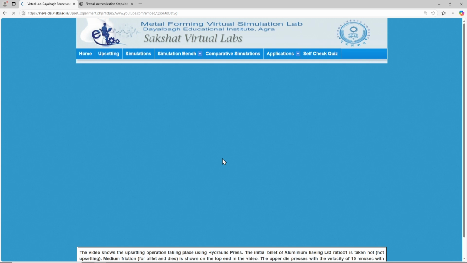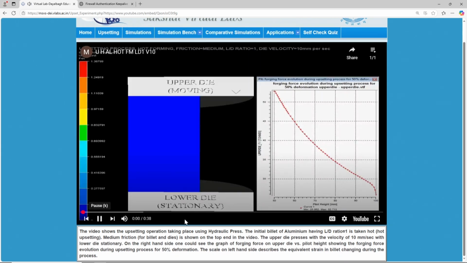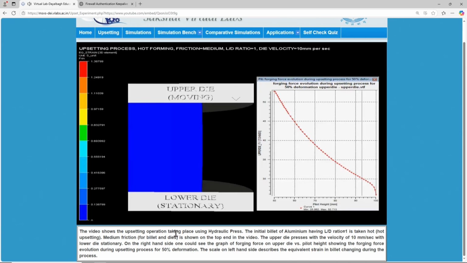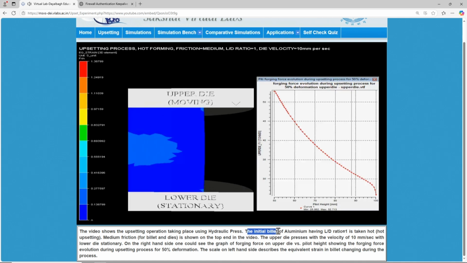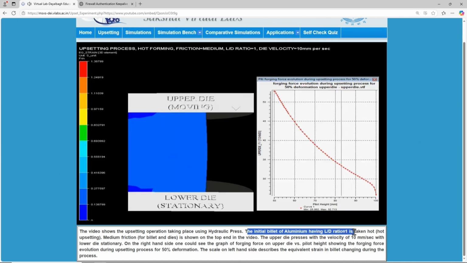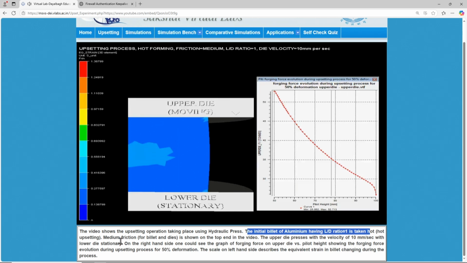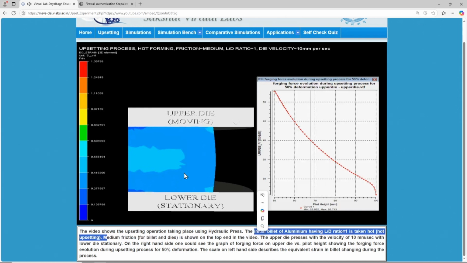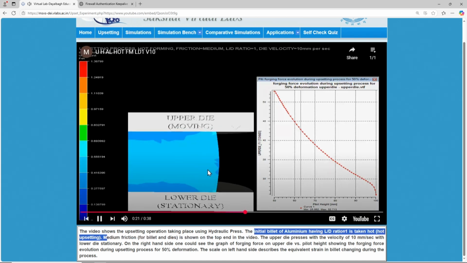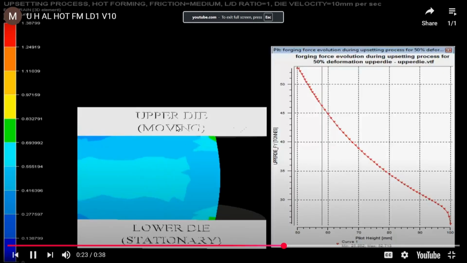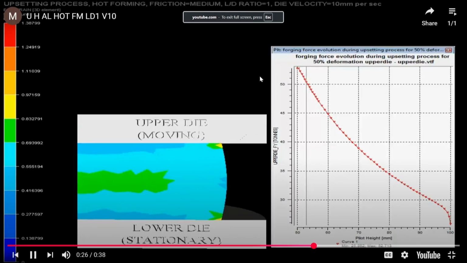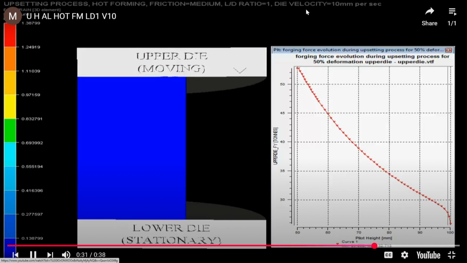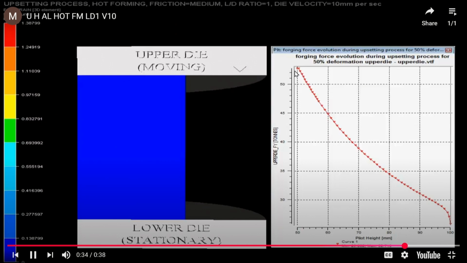Let me submit this. There is a video, and there are also the subtitles of the video given below itself. The video shows the upsetting operation taking place during hydraulic press. The initial billet of aluminum L by D ratio 1 is taken hot, and upsetting medium friction for billet and dies is shown on the top of the end of the video. For this medium upsetting forging process, you can see this here. If I even turn this to the full screen mode, you can see here in the top, upsetting process, hot forming friction, medium L by D ratio 1, die velocity 10 millimeter per second. Whatever we selected is presented there.